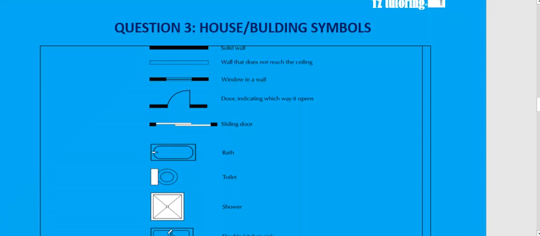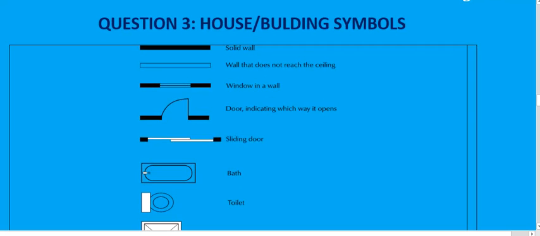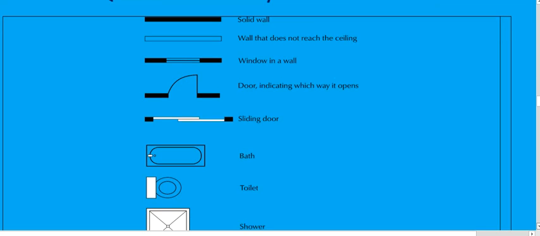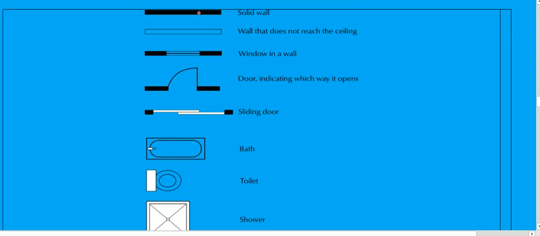Question 3 looks at different symbols that you will find. It can be found in house or building plans. Let's look at these symbols one by one, starting with the solid wall. Right, we've got a wall there and it's bold, which tells us that the wall is solid and goes up to the ceiling.